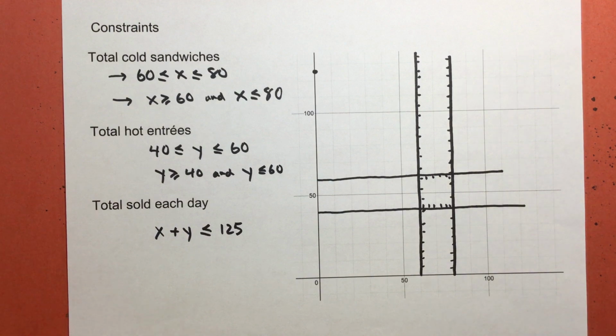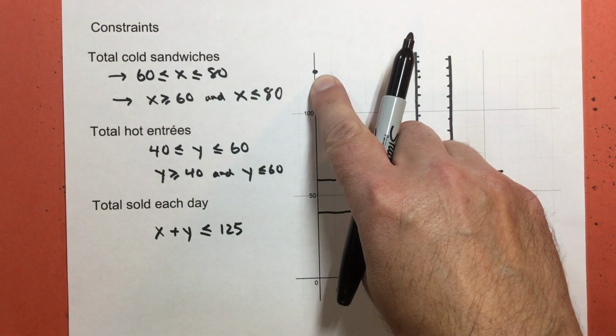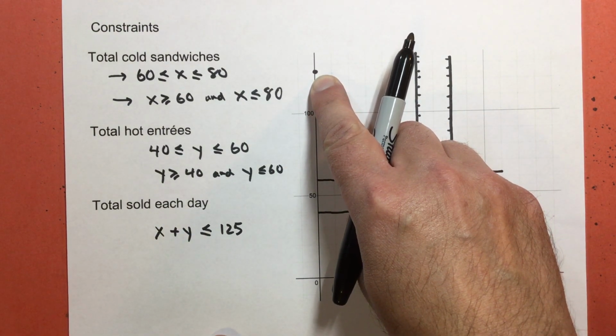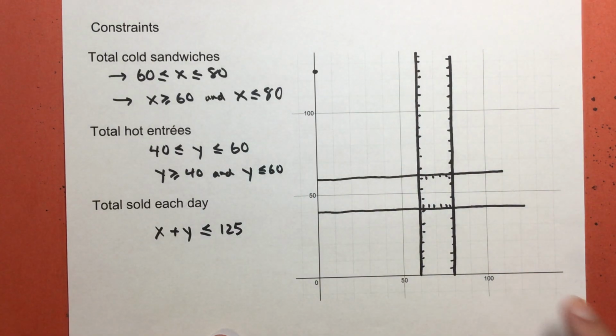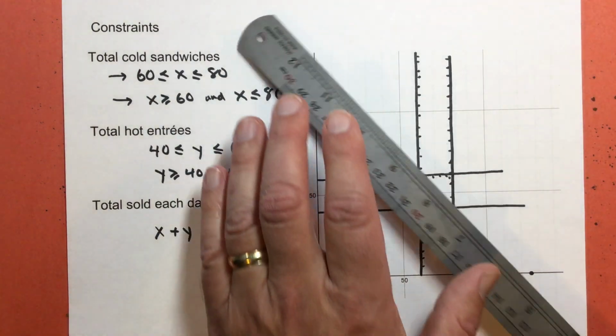So basically that's saying everyone is going to eat a hot entree, or everyone is going to eat a cold sandwich, if none of the other constraints are going to take place.